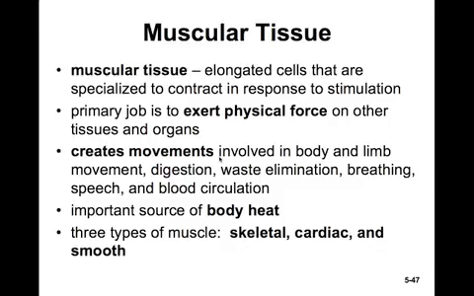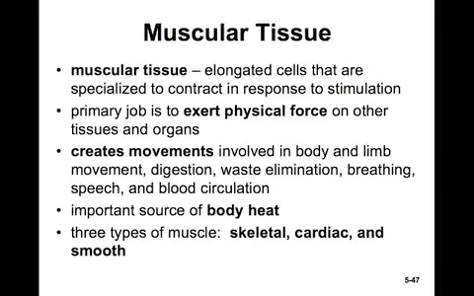So muscular tissue consists of elongated cells that are specialized to contract in response to stimulation, say from a neuron. The primary job is to exert physical force on other tissues or organs. So, for example, a biceps muscle might exert force on the bones of the arm in order to bend at the elbow joint, or the bladder may contract to expel urine.